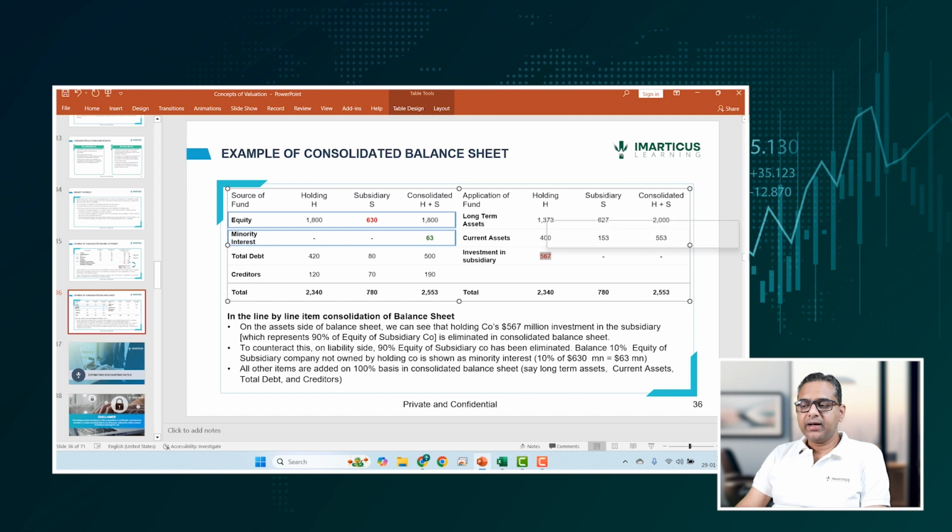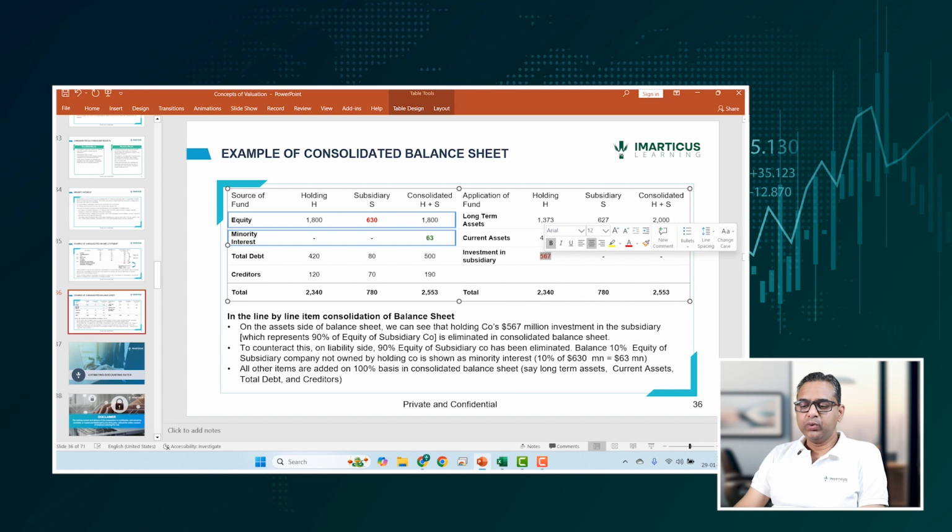So we will show it in the holding company's balance sheet. In the standalone, we will show it as investment in subsidiary. But how do we do consolidated? We do not add this here, right? So consolidated includes 100% of current assets, long-term assets of the subsidiary and the holding company. This will give us the total assets of the holding company's consolidated financial statements. So here 567 we have not added, right?